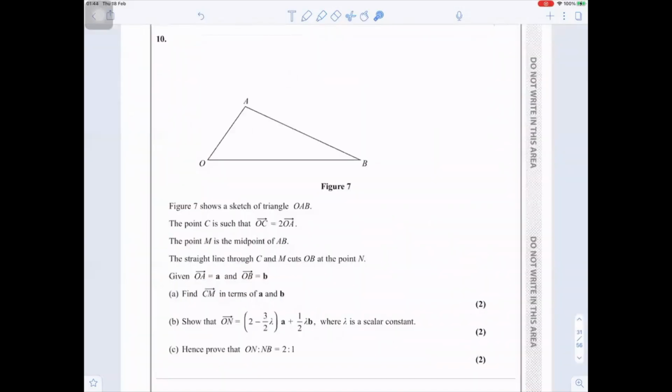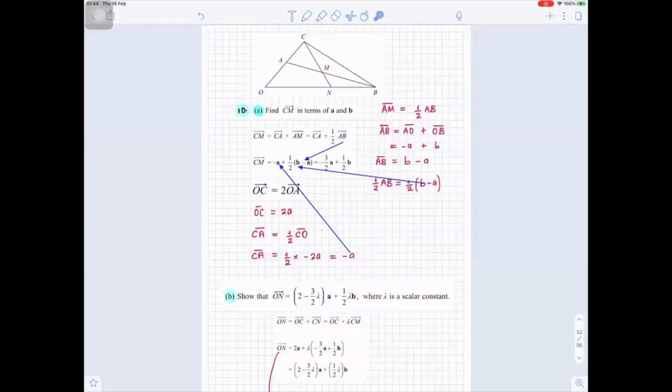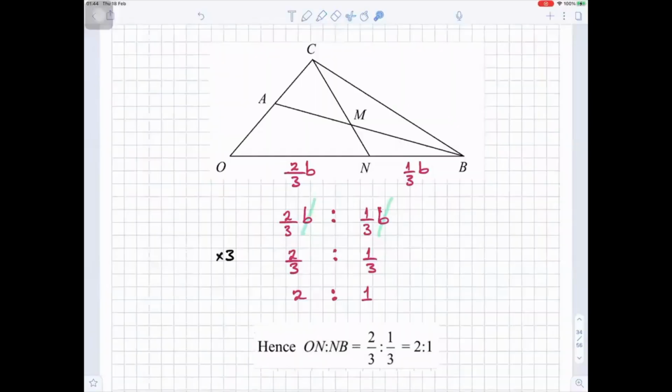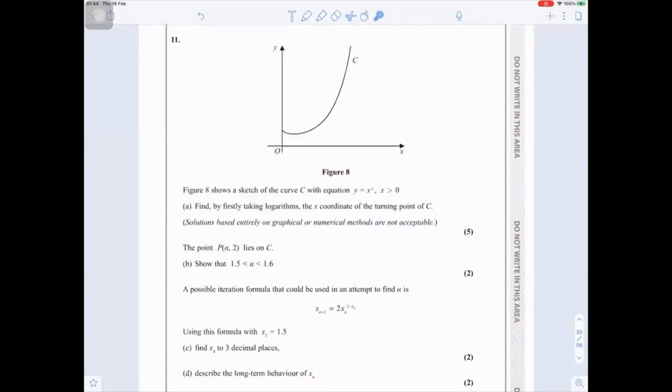That's question 10, question 10A and part of B, question 10C, and the rest of question 10. Question number 11. Figure 8 shows a sketch of the curve C with equation y equals x to the power x. Find, by first taking logarithms, the x coordinate of the turning point of C.